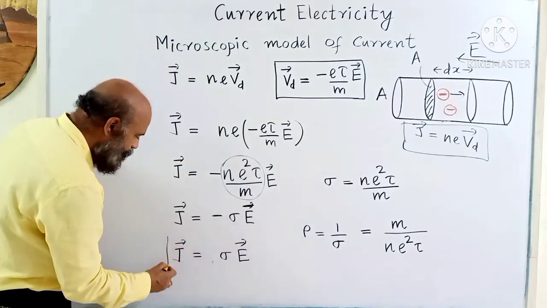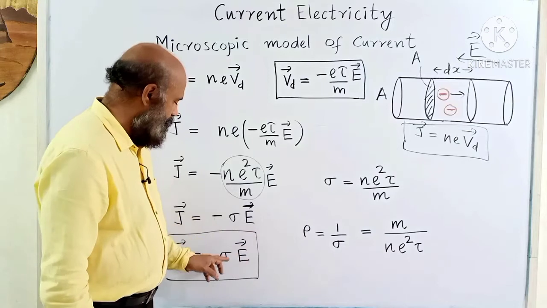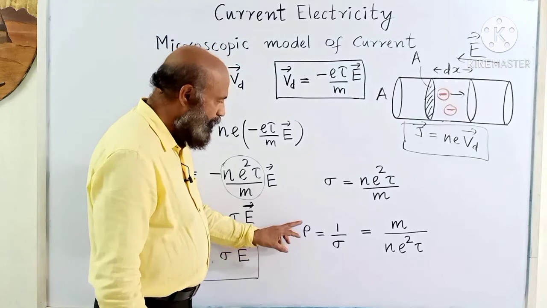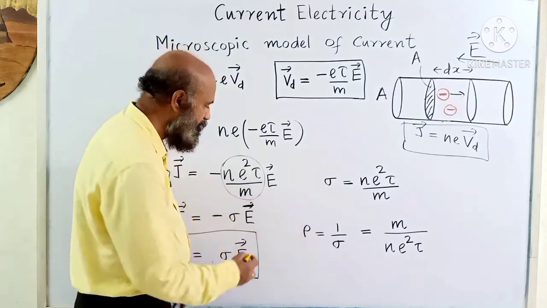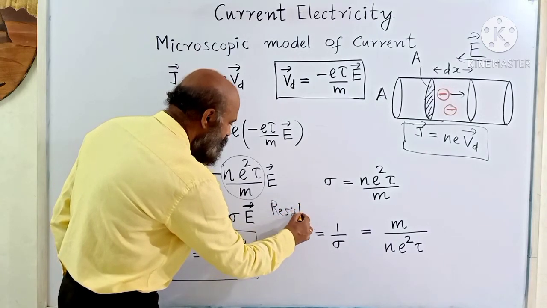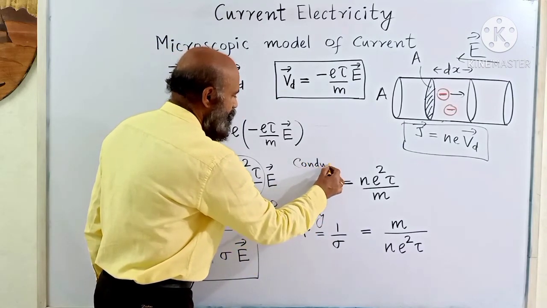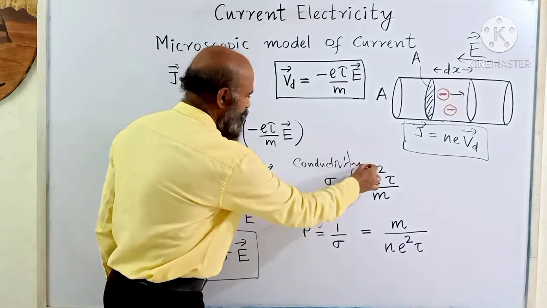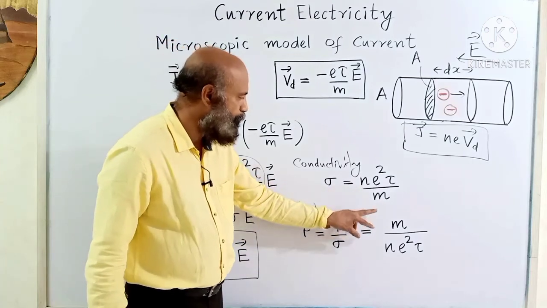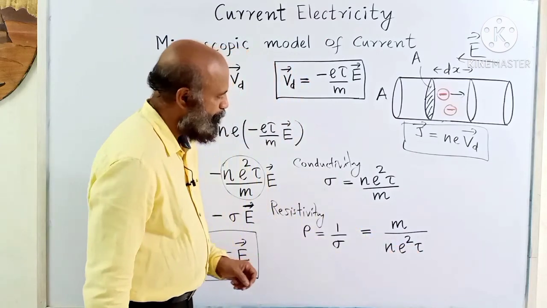Now this is the microscopic form of Ohm's law. Sigma is n e squared tau by m. The reciprocal of conductivity is resistivity. This rho is resistivity, and sigma is conductivity. Then rho is 1 by sigma, the reciprocal of this. So rho is m by n e squared tau.